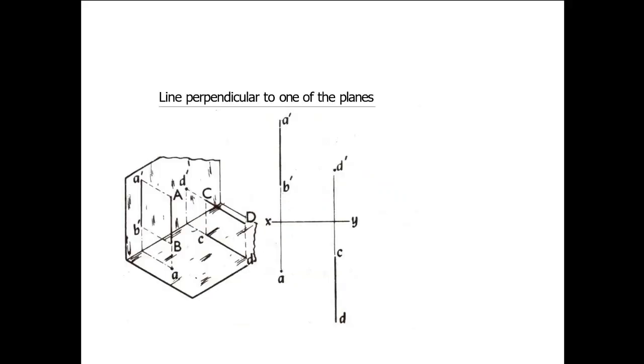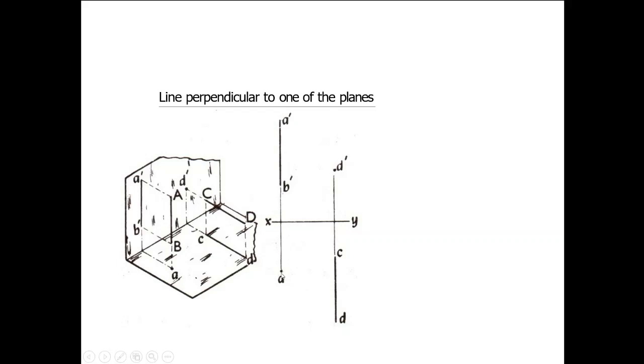Now here the lines are perpendicular to one of the planes. Now see, here the AB line, you can see it is parallel to VP, but it is perpendicular to HP. So what will be the front view? The front view will be the straight line A dash B dash. Okay, and the top view will be a single point A.